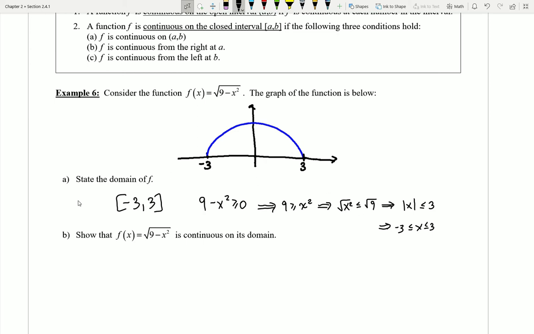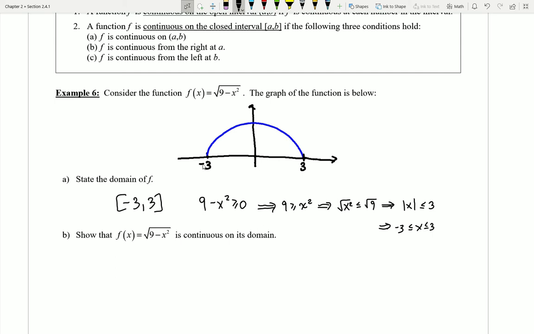All right, so if this is the domain of my function, how do I start to show that this function is continuous on an open or a closed interval? Well, this is what part B is all about. I want to show this function is continuous on its domain. So I want to show that this graph here is actually connected everywhere.